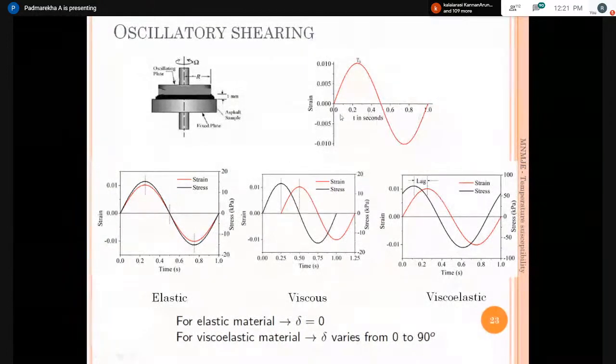So this is just 1 second. When you apply this kind of oscillation, if the material is purely elastic, you can see that the stress and strain peak values happen at the same instant of time.